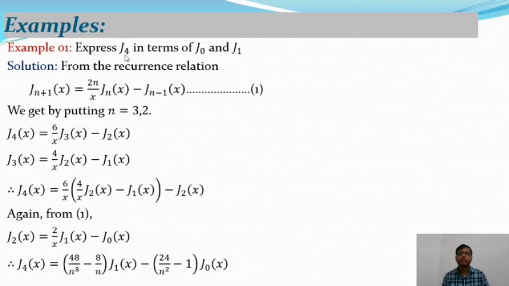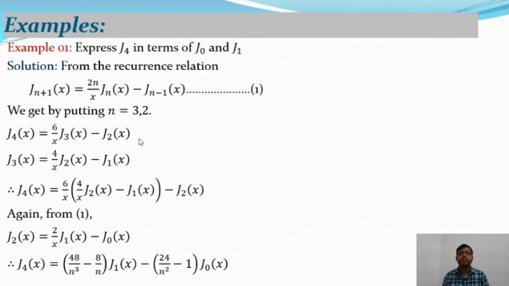And after that we'll take an example on the Bessel's function. So here is the example. Express J4 in terms of J0 and J1. From the recurrence relation, you know that J n plus 1 of x, this is the recurrence relation of the Bessel's function, is equal to 2n by x into J n of x minus J n minus 1 of x, and we can call it equation number 1.